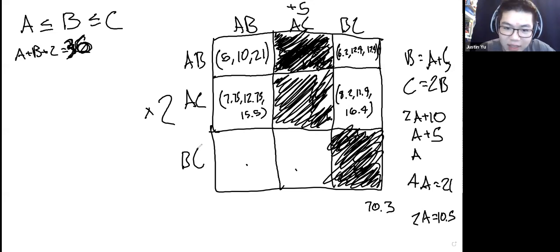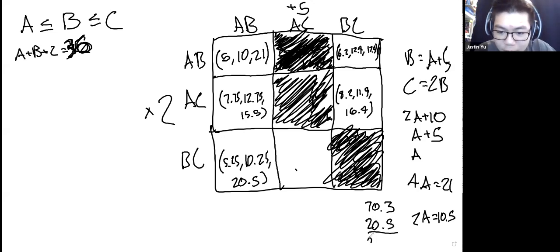Oh, yes, this is the one case we're missing. This does work. So I think this works as 5.25, 10.25, 20.5. So we add that to here, and we get 90.8. And that's actually the answer. C is not equal to 11 in this case.